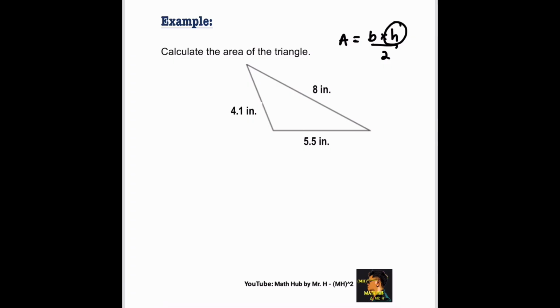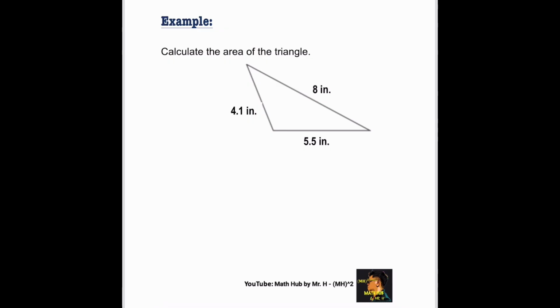So we have a base. We can consider 5.5 as a base, and then we can draw the height, because we know that the height is perpendicular to the base. But we were not given that information. There are a few ways on how to calculate the area of a given triangle, but it will always depend on what the given information is.